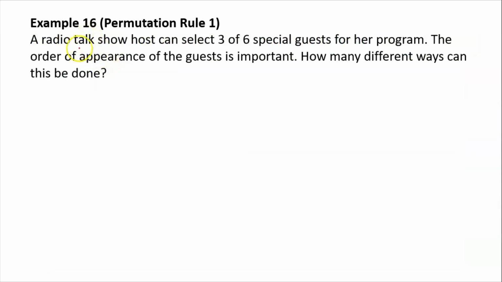Example 16. A radio talk show host can select 3 of 6 special guests for her program. The order of appearance of the guests is important. That means we need to select 3 out of 6, and the order is specific. How many different ways can this be done? Obviously they consider the order, so we can use permutation. So we can put 6P3 in the calculator and you get the answer 120.